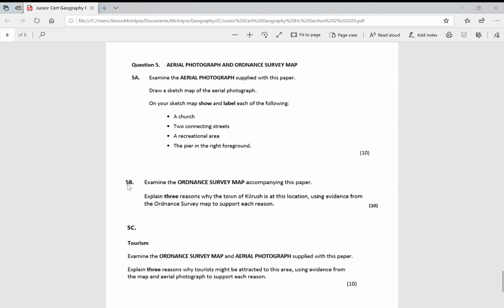5B. Examine the ordnance survey map accompanying this paper. Explain 3 reasons why the town of Kilrush is at this location, using evidence from the Ordnance Survey map to support each reason. 5C. Tourism. Examine the Ordnance Survey map and aerial photographs supplied with this paper. Explain 3 reasons why tourists might be attracted to this area, using evidence from the map and aerial photograph to support each reason.